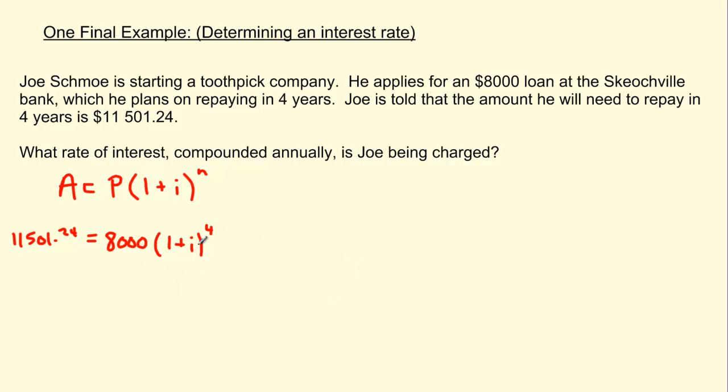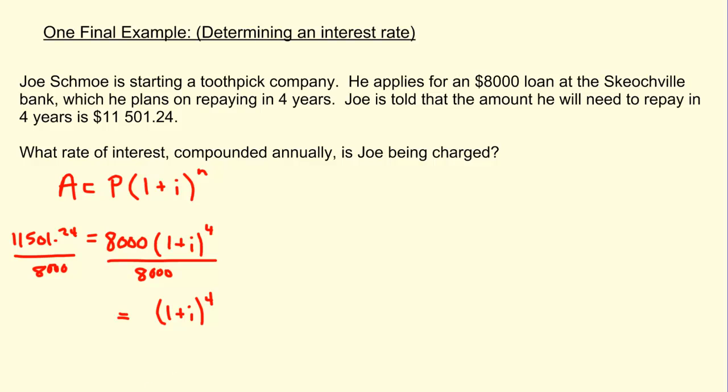So all we need to do now is isolate for this I. Remember, backwards BEDMAS when isolating. We don't have any addition or subtraction to this I other than what's in the brackets, but for backwards BEDMAS we do brackets last. So we're going to do our multiplying and dividing. Let's get rid of this 8,000 that's right here, so divide both sides by 8,000. And we end up with 1 plus I to the exponent 4 on the right-hand side.